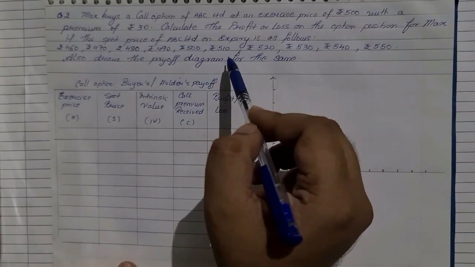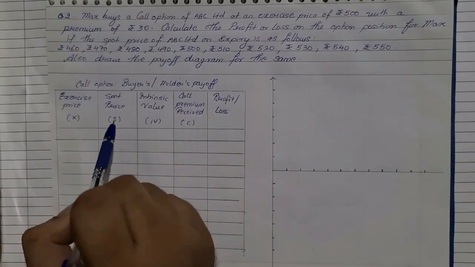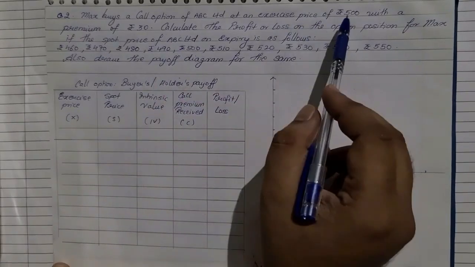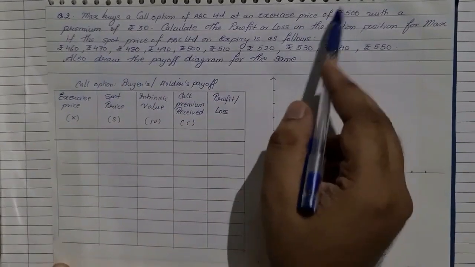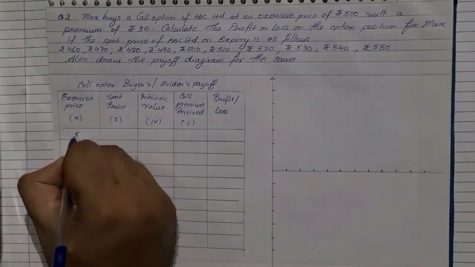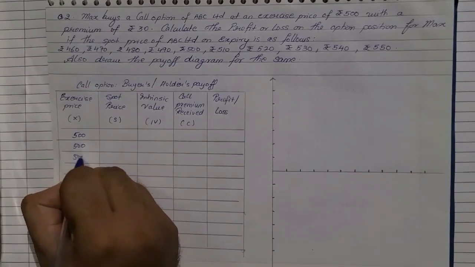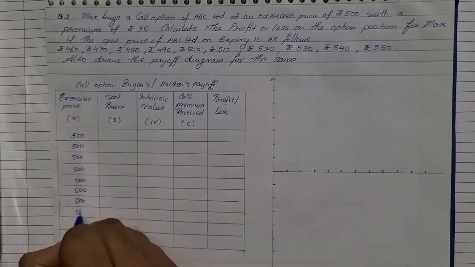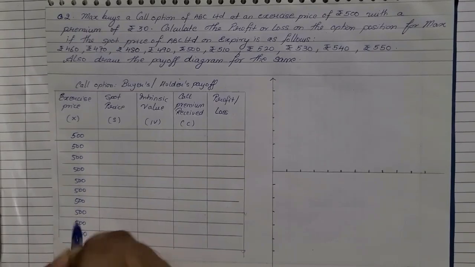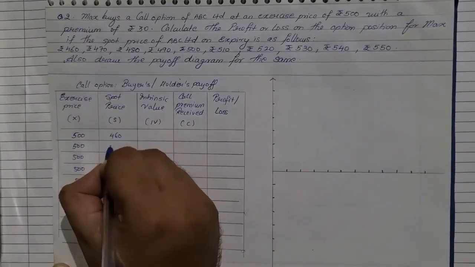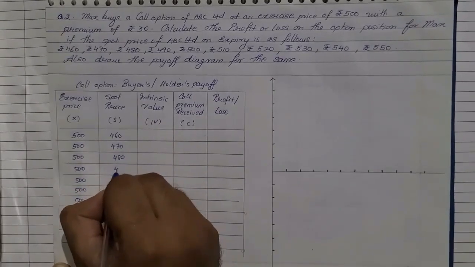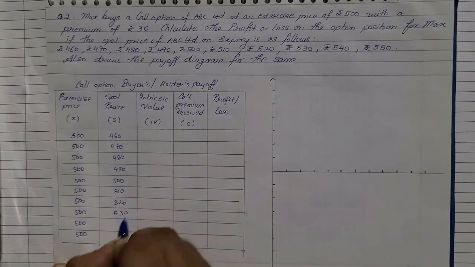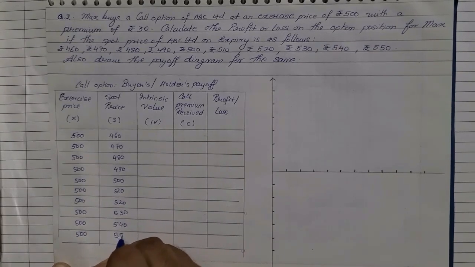So now let us see how to solve this sum using first the tabular method. Under the tabular method, we have created a table having 5 columns. The very first column has the exercise price, which is 500 as per the sum. Since there are 10 spot prices, I'll note down rupees 500 in all the 10 places. The spot prices are given to us, ranging from 460, next is 470, 480, 490, 500, 510, 520, 530, 540, and the last one is 550.